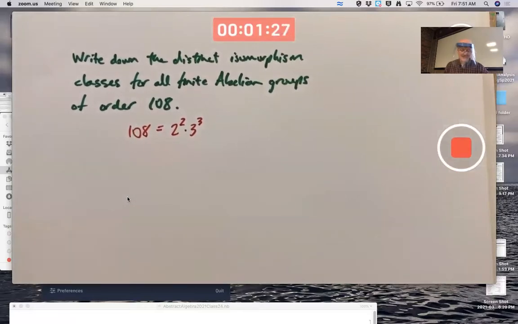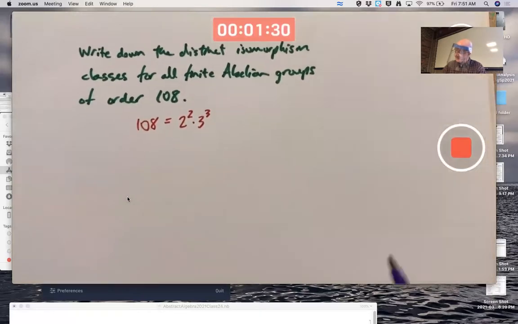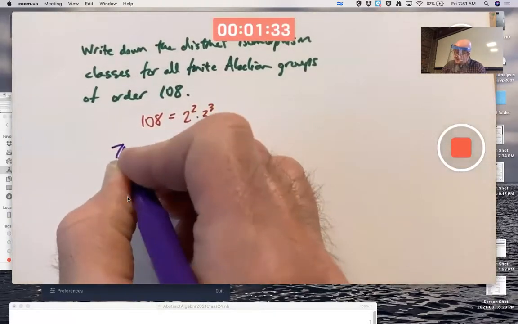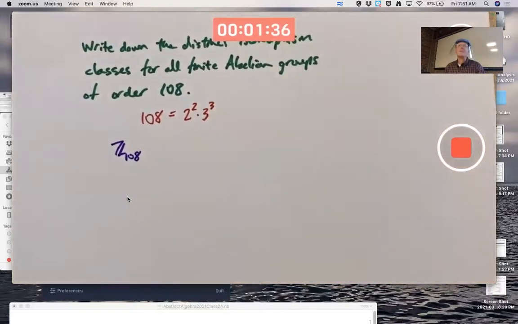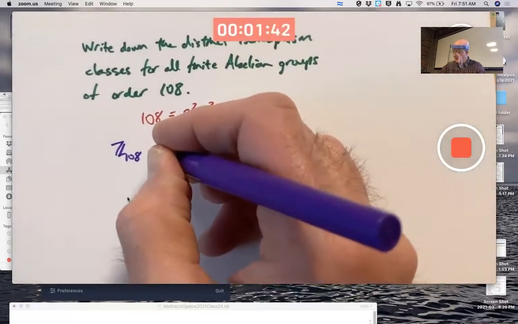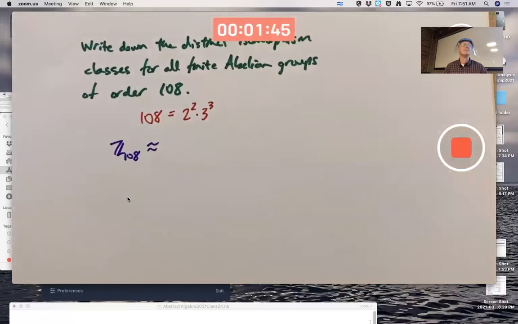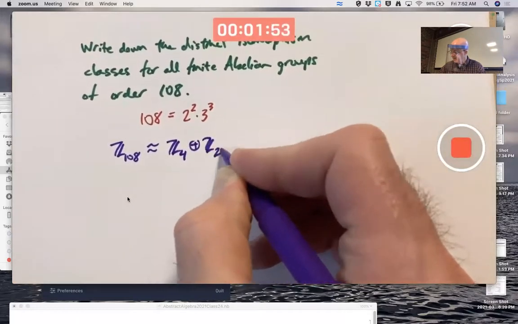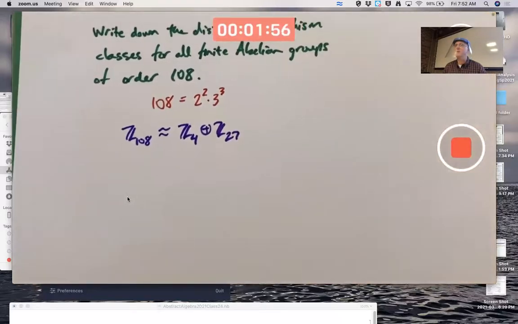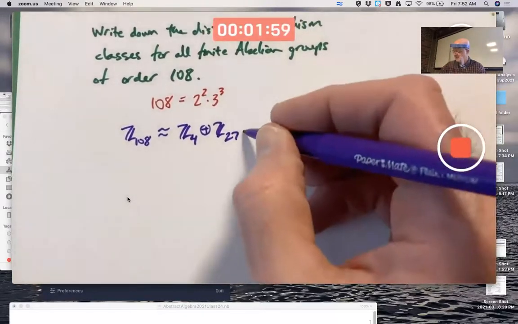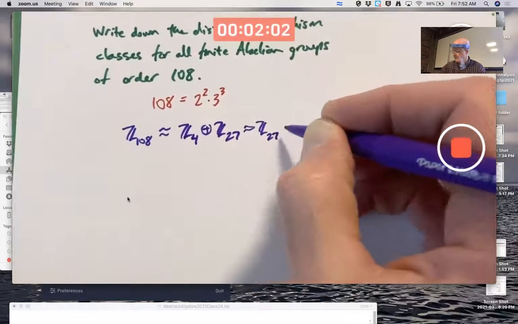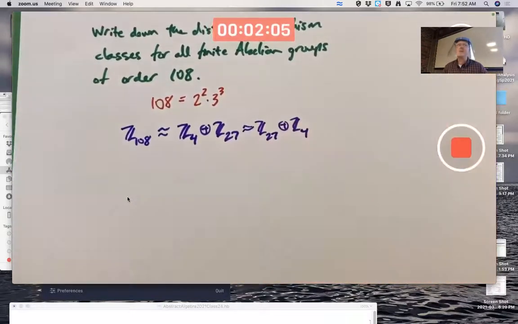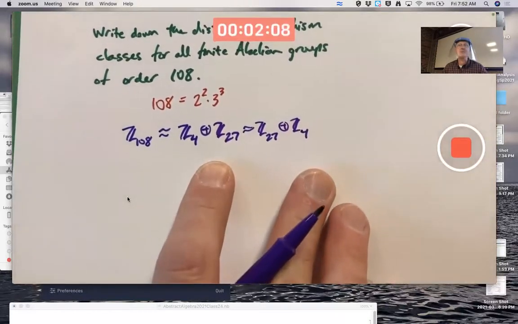And then what I usually do is I start with the cyclic option here. So that would be Z sub 108. And that would be the only one that's going to be cyclic. What would be an alternative way to write that? Yeah, the external direct product of Z4 and Z27 would be an alternative way to write the cyclic group of order 108. Or the external direct product of Z27 and Z4. Those are distinct groups, but they're isomorphic to each other.